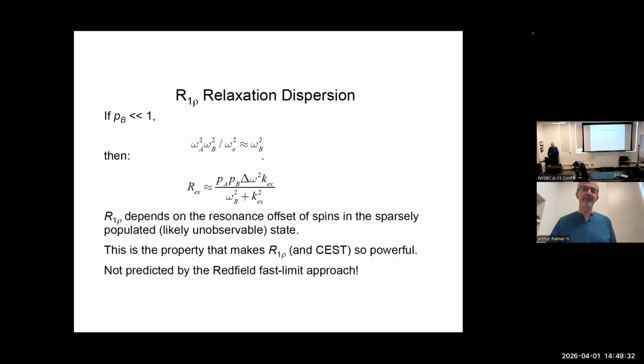The only argument I ever won with Oleg is he said, why do you want me to calculate an expression for R1 rho? I can simulate anything you want. And I said, maybe if we have an analytic expression, we'll get some analytic insight. And in this case, we got an analytic insight that we're now sensitive to the minor state population. But that's the only argument I ever won with him over any kind of math or physics.